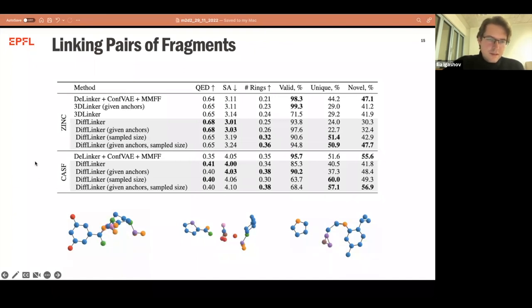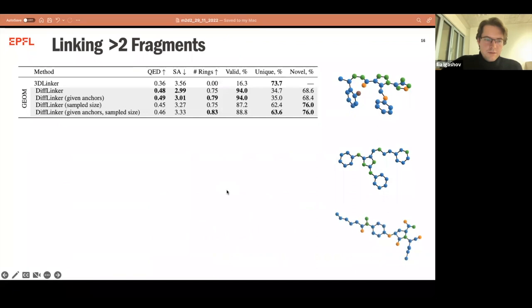Here, maybe I can say that for ZINC, we generated 3D conformers ourselves using force field optimization, and CASF consists of experimentally observed small molecules. So it's more realistic, but also maybe more noisy. So the numbers here are in principle a bit lower.